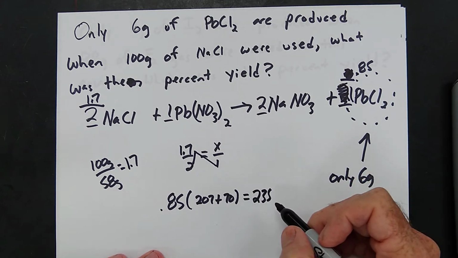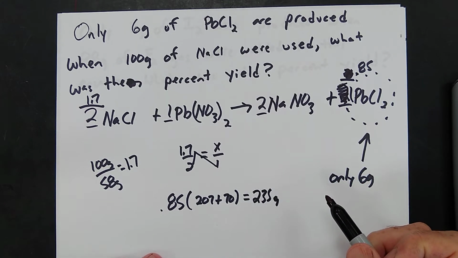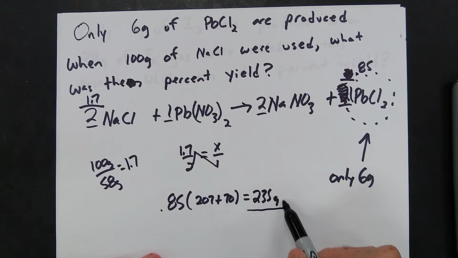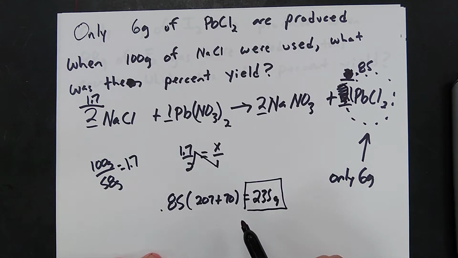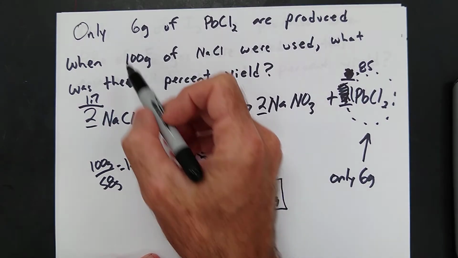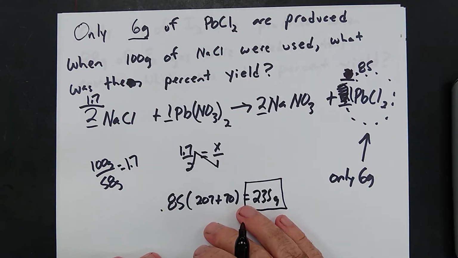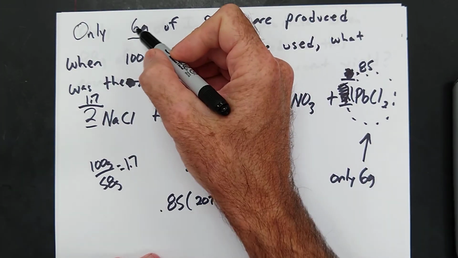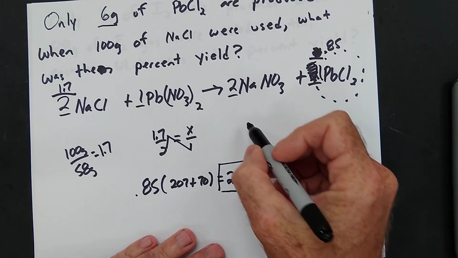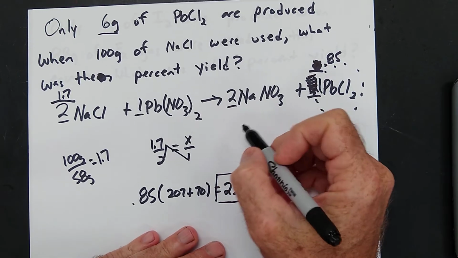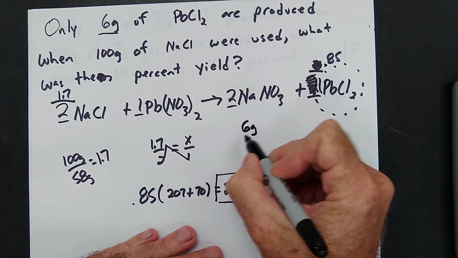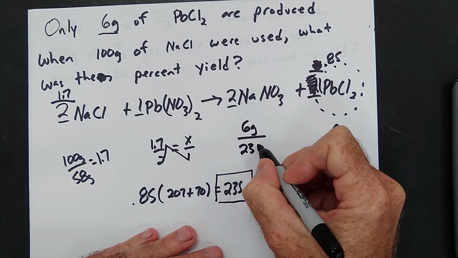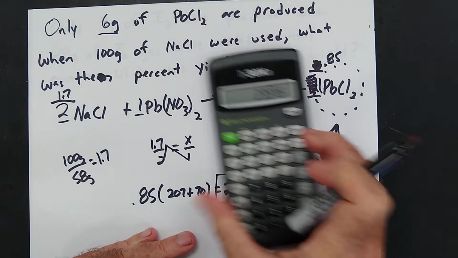But look, now we need to say, oh, this is our theoretical yield. This is what we expected to make, right? But we didn't make that much. We only made 6 grams. So what was our percent yield? We expected to make this much, but we only made this much. That's going to be a pretty low percent yield. How are we going to do that? We're going to say 6 grams divided by what we expected to make, 235 grams.